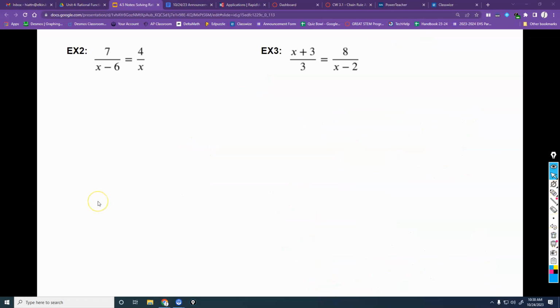Okay, so I said I started with probably one of the more difficult problems you're going to see. 2 is not as bad. Okay? So, for number 2, this fraction has an x minus 6. This fraction just has an x. What would my least common denominator be for that?